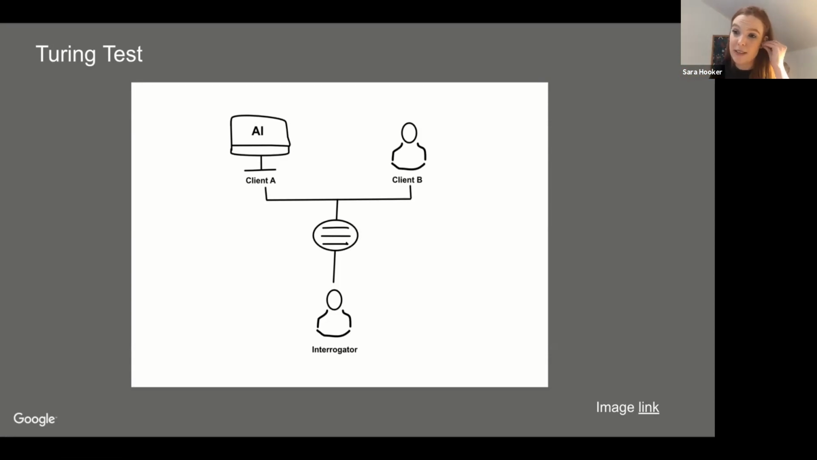So this was actually based on a parlor game at the time, where you have a man and a woman and a judge, and the man has to imitate a woman, and the judge has to see which one is the man and which one is the woman. And then it was reincorporated as this Turing test where the interrogator is trying to decide which one is the computer, the artificial agent, and which one is the human.